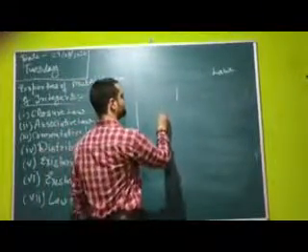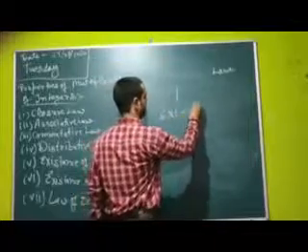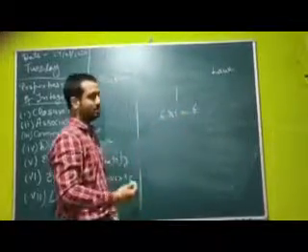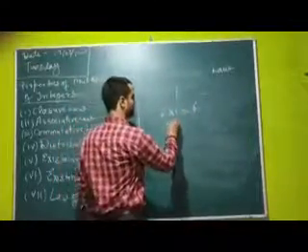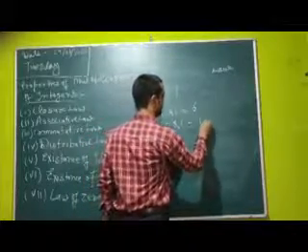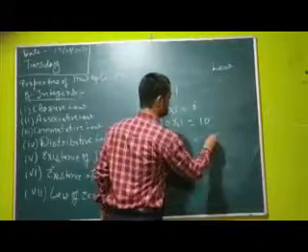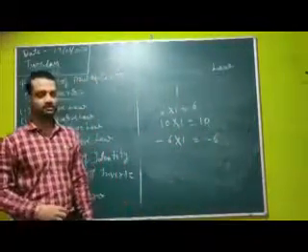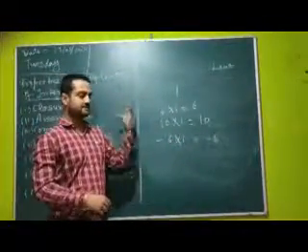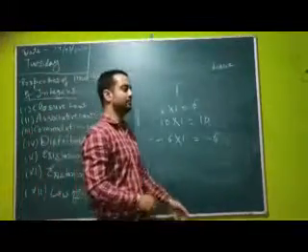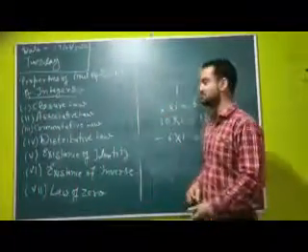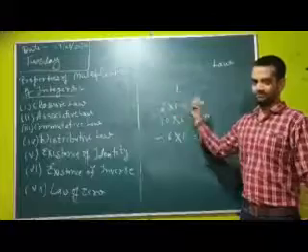Like suppose 6 into 1, again we get the answer 6. 10 into 1, we again get the answer 10. Minus 6 into 1, we again get the answer minus 6. So clearly the identity under the multiplication of integers is 1.